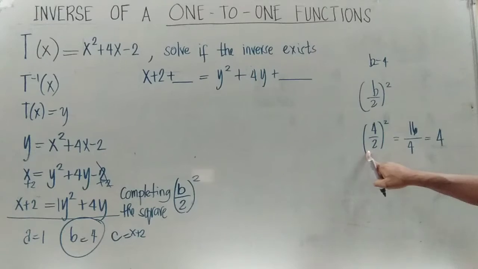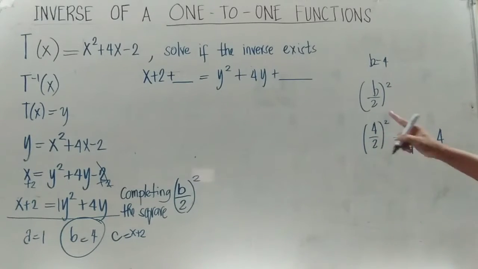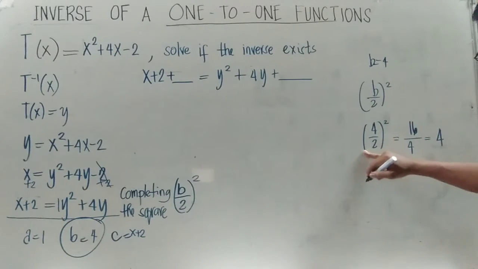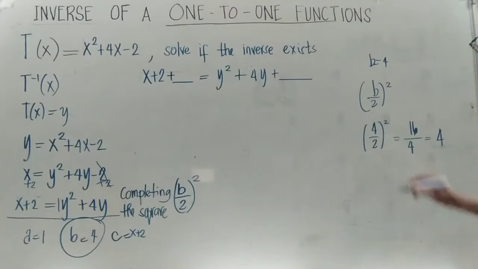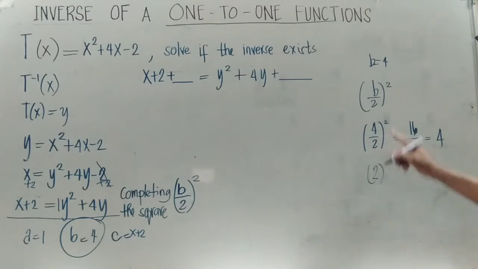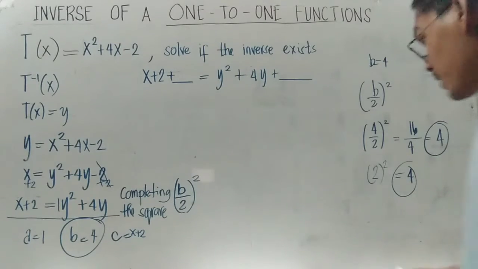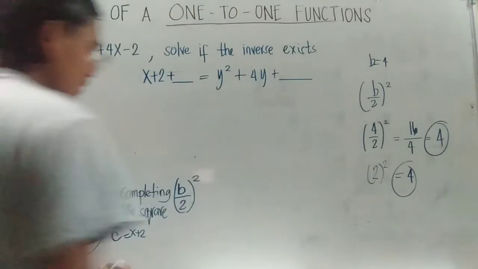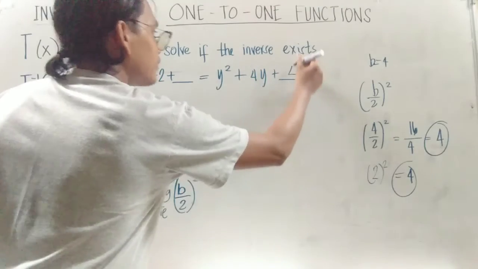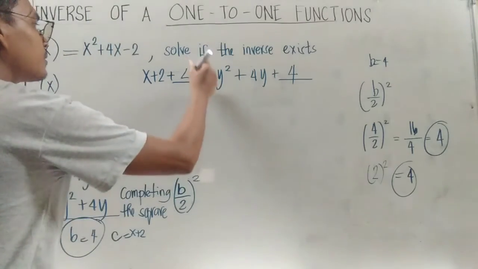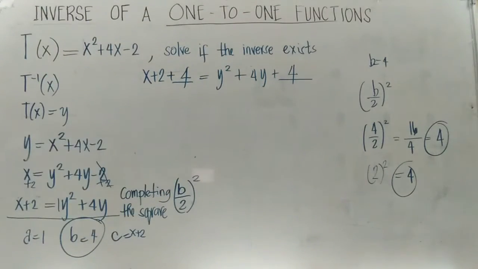Or by using PEMDAS, we have to simplify first the quantity inside the parentheses. So 4 divided by 2 is 2, of course. Then square, we have 2 squared is equal to 4. So any procedure will do. There are many ways to kill the cat. So we will add 4 in here. Because we added 4, we will add 4 on the other side, of course.